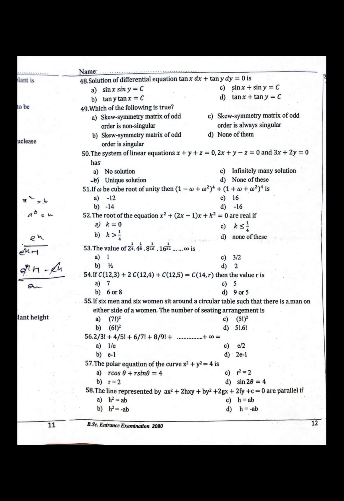52. The roots of the equation x square plus 2x minus 1 into x plus k square equal to 0 are real if A. k equal to 0, B. k greater than 1 by 4, C. k less than or equal to 1 by 4, D. none of these.